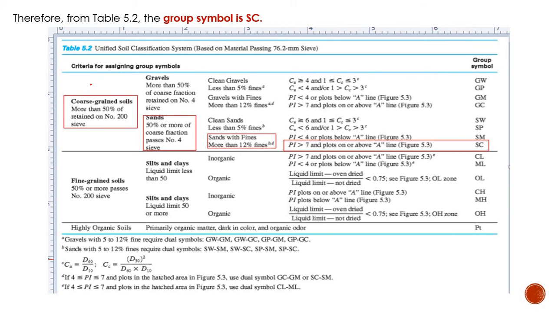So therefore, from table 5.2, first we identified if it is a coarse grain or fine grain. So we identified that it is coarse grain. Next we have to identify if it is gravel or sand. We were able to identify that it is sand. Next, we have to identify if it is clean sand or sand with fines. We identified that it is sand with fines. And then next we have to identify if PI is less than 4 or greater than 7, or if it plots below the A line or above the A line. So we were able to identify that PI is greater than 7 and it plots above the A line. So therefore our group symbol is SC.